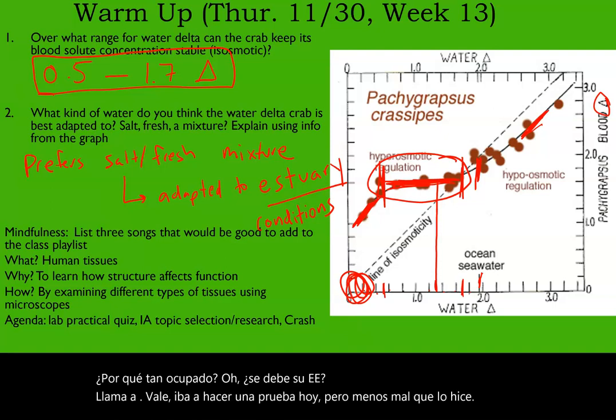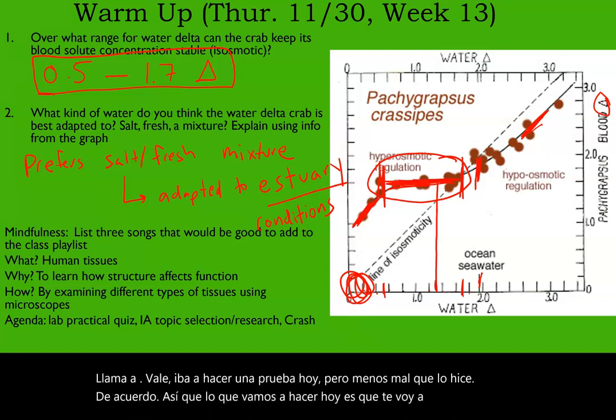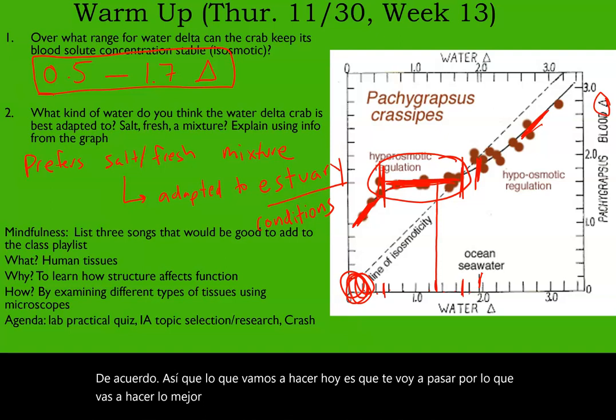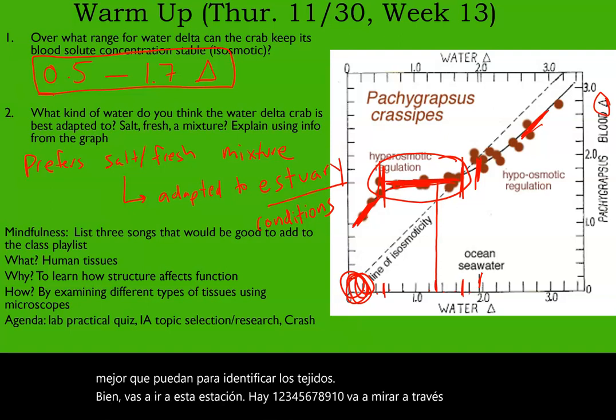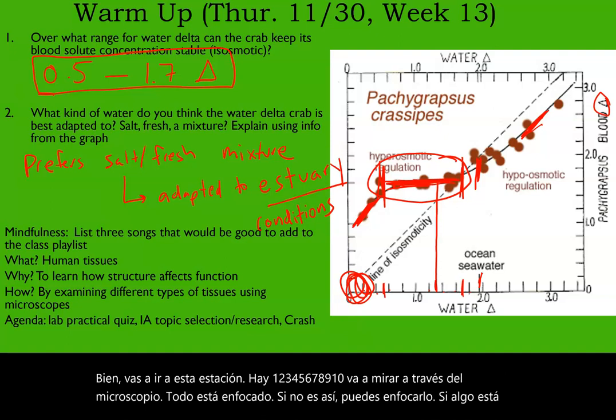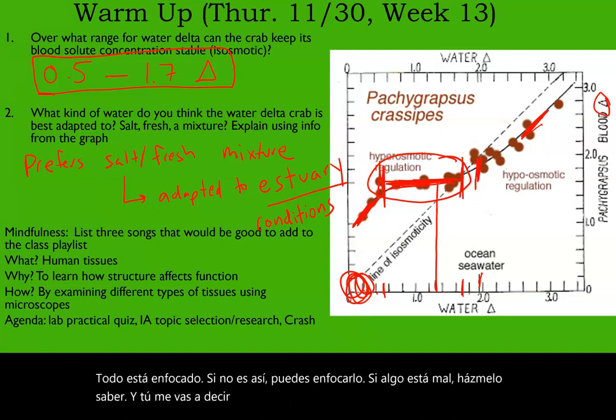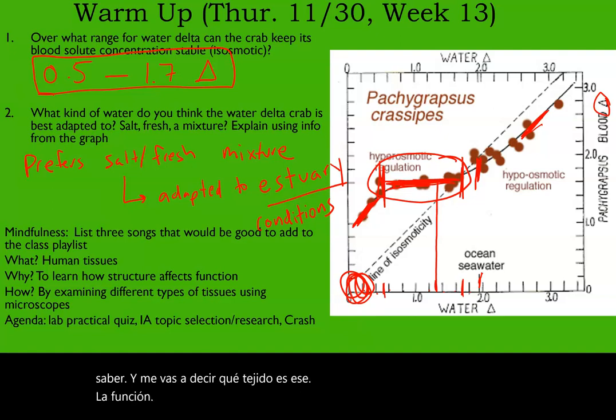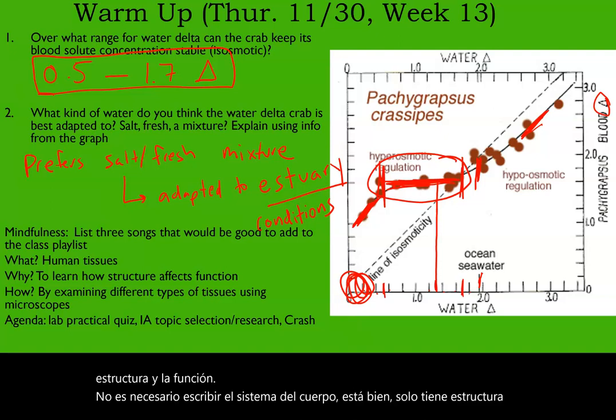Okay. So what we're going to do today is I'm going to run you through. You're going to do the best you can at identifying the tissues. There's 1, 2, 3, 4, 5, 6, 7, 8, 9, 10 stations. You're going to look through the microscope. Everything's focused. If it's not, you can focus it. If something's messed up, let me know. And you're just going to tell me what tissue that is and the function. The tissue and the function of that tissue. And the structure. Yeah, I think structure and function. You don't need to write the body system. Just how structure and function are related in that tissue. Just going to do the best you can.